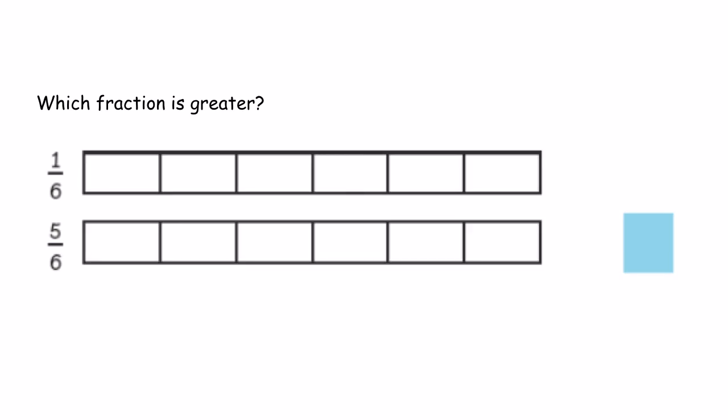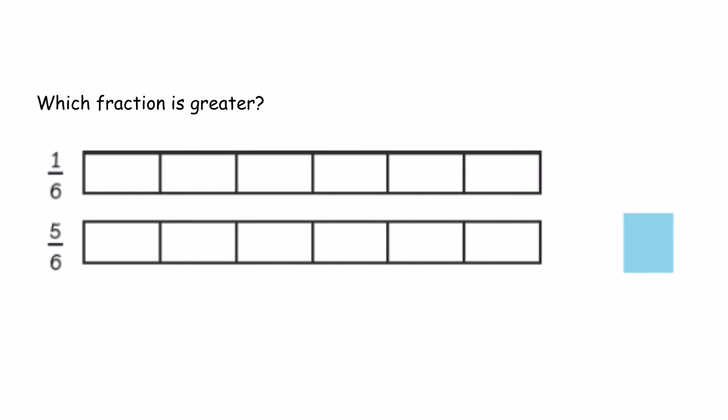Now it's your turn to have a go at a question. There are 2 fractions on the board, 1/6 and 5/6. We need to work out which fraction is greater. I'm going to help you by drawing the 2 bars. Remember, just like yesterday, the bars need to be the same length. Both bars are split into 6 equal parts because the denominator is 6. Pause the video and work out which fraction is greater.